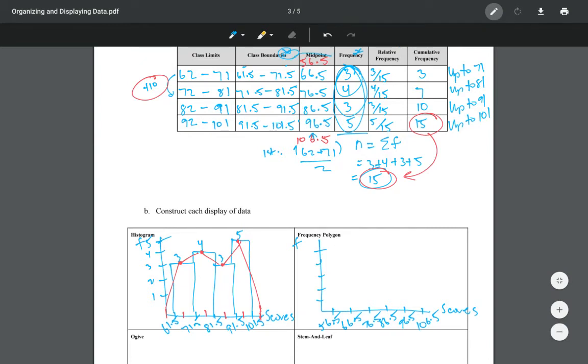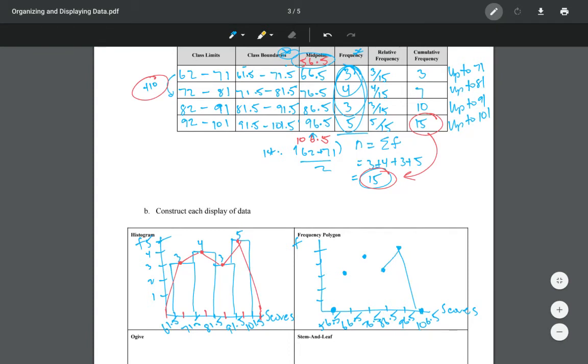Well, for my first midpoint, it's not actually in my data, so I know I'm going to have 0 to start. And I go ahead and label each of my midpoints. So at 66.5, that represents the first class. There are 3 of them. 76.5 represents my second class. There are 4 in that group. 86.5 represents my third class. There are 3 in that group. 96.5 represents my last class. There are 5 in that group. And then 106.5 is where I end. There are none in that group.